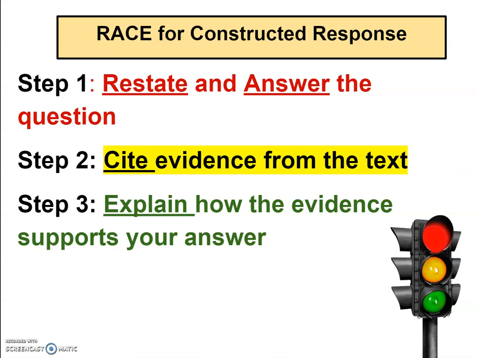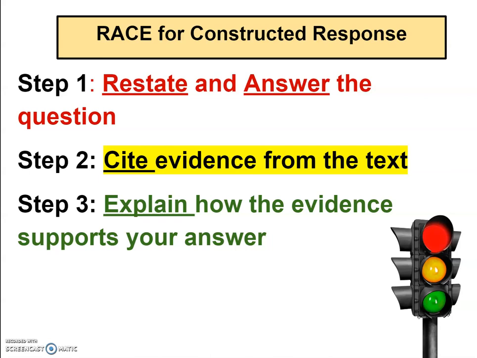answer to that question. In step 2, we're going to provide a piece of evidence from the text that we've read that shows and proves that our answer is correct. So we're going to incorporate that through the use of a signal phrase that we'll talk about in just a second, but we want to include that text evidence. Finally, it's not enough for us just to include that evidence. We want to also explain, that's our last step, explain how that evidence supports your answer.